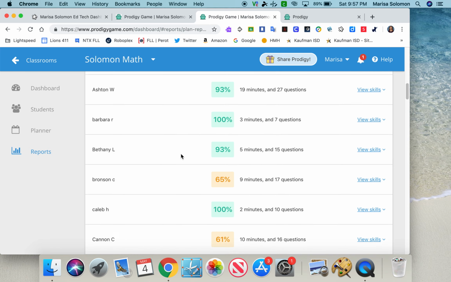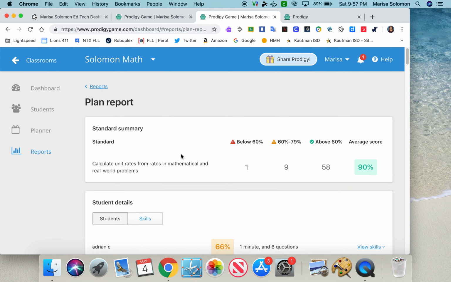So Prodigy Games is great because students are really engaged with the lessons, with the game, but they're actually working on the math standards that you need them to be working on. So it's a fun, dynamic environment, and it also has a lot of educational value in the fact that teachers can view reports and get some valuable data on how their students are doing.